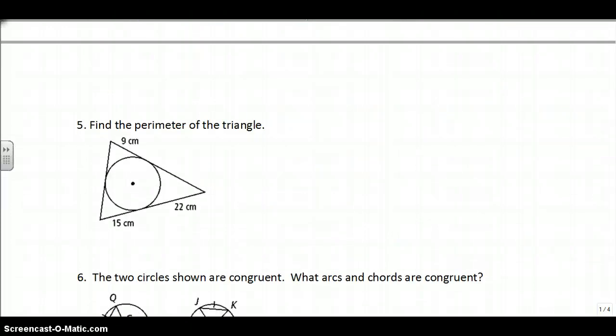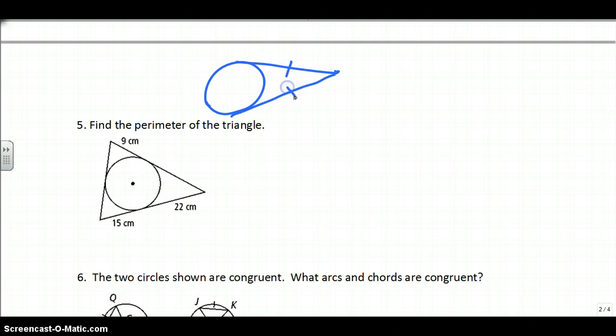Number 5, perimeter of the triangle. This is actually pretty easy. You may recall if two tangents... Ooh, that's a terrible circle. If two tangents are tangent to the same circle and they meet outside the circle, then those two segments must be the same length. So basically, if this is 9, so's this. If this is 15, so's this one. And if this is 22, so's this one.